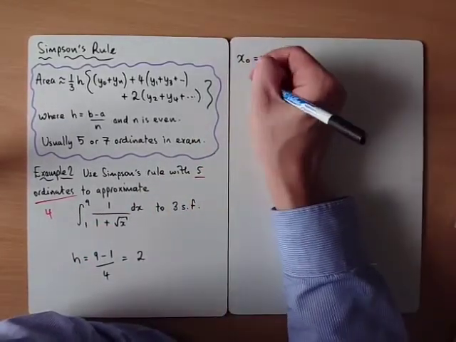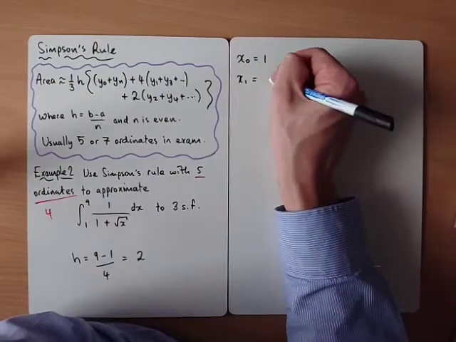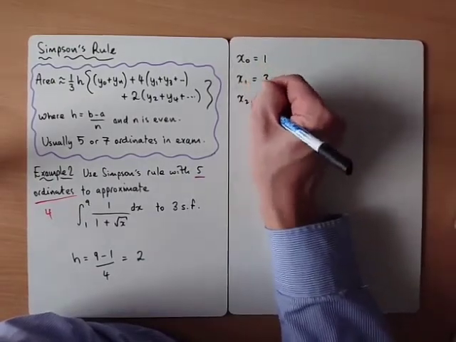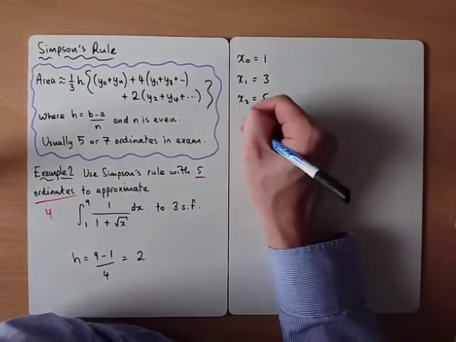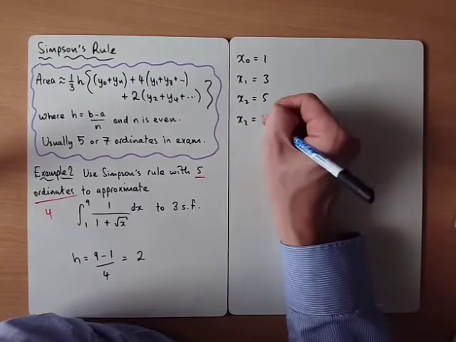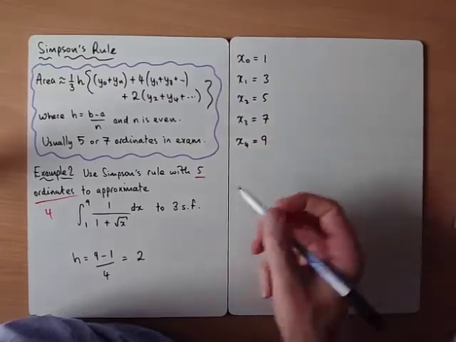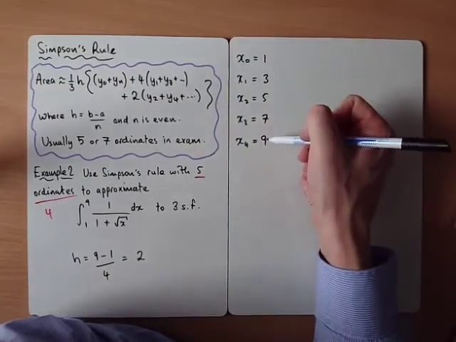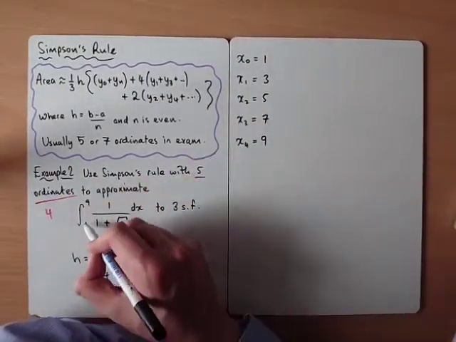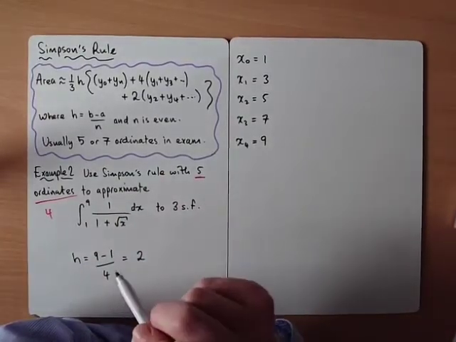We're going up in 2s, so x1 would equal 3, x2 would equal 5, x3 would equal 7, and x4 would equal 9. So we've got 5 ordinates, and we're going from 1 to 9. So we know we've done this correctly.